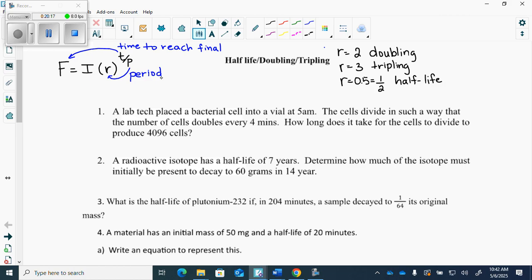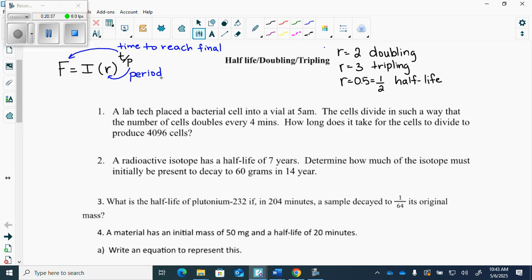Every 40 minutes, halving. Or if it doubles every 3 hours, if it doubles every 3 hours, I'm having it double. That's the period. How do you know they gave you the period? Because it's the time that comes right after the word double. Doubles every 30 minutes. Halves every 40 seconds. So it comes right after the word double, triple, or half.